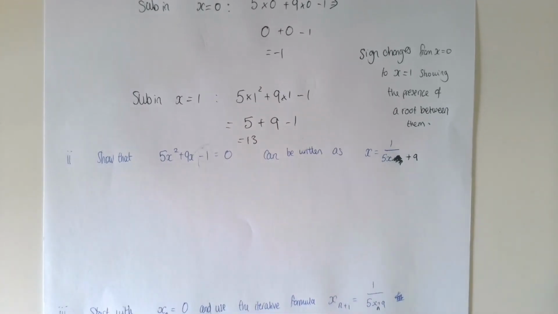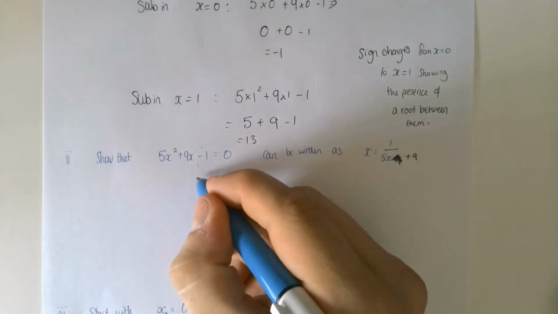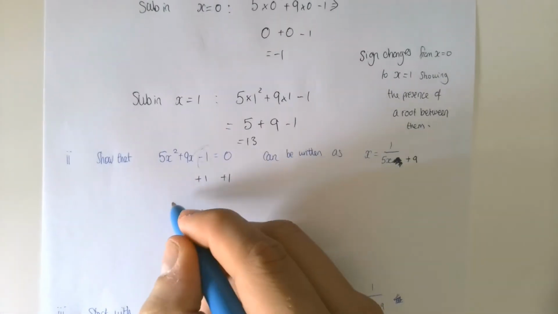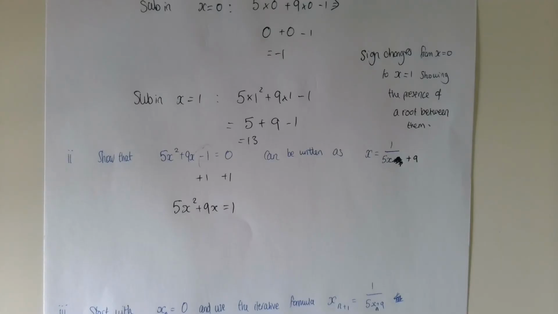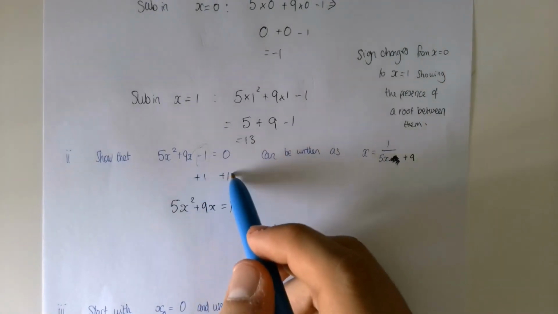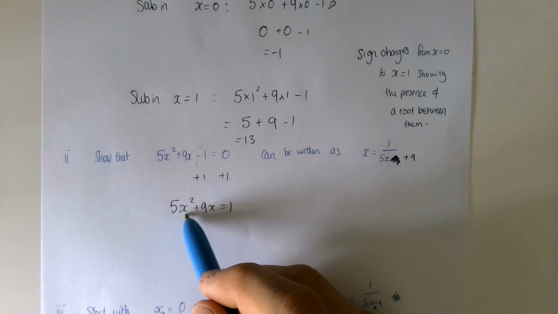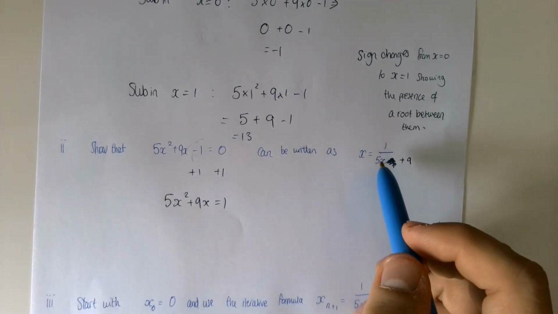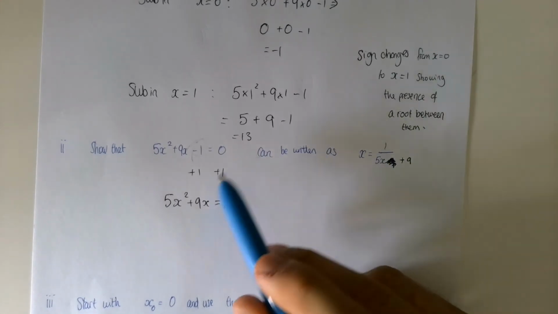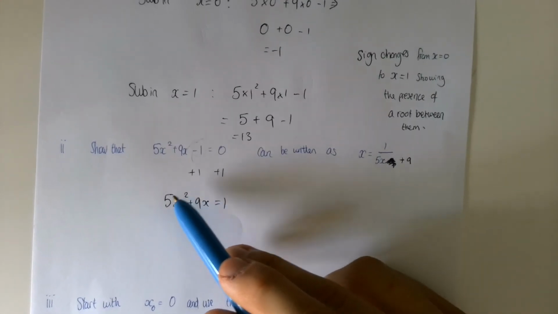So I'm just going to see what would happen if I add 1 to both sides. I get 5x squared plus 9. Sorry, little technical issue there, my laptop ran out of space. I'm not sure where that cut off, but I've added 1 to both sides, and I can see I've got 5x squared plus 9x equals 1. Now I can see I've got 5x plus 9 on the bottom, and I've got 5 and 9 here.